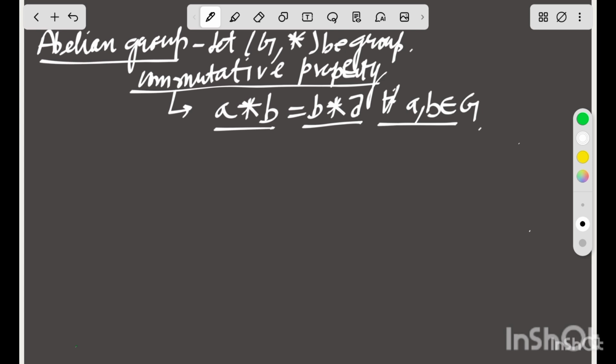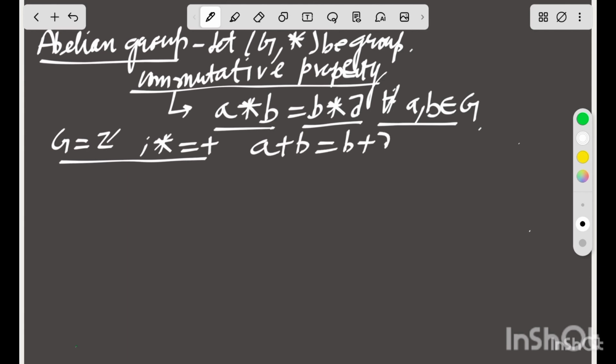For example, let the set G be the same set we have considered, the set of integers, and the operation be addition. We have already seen that this set forms a group. Now consider A plus B or B plus A. Both are equal. This implies the fourth property is also satisfied by this set G. Therefore, Z under addition is an abelian group.